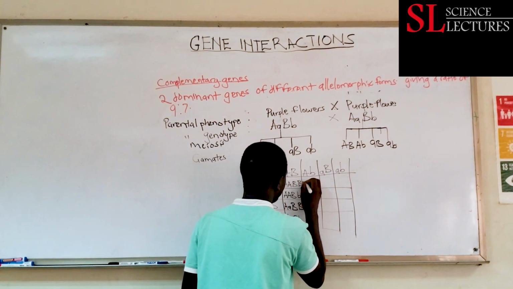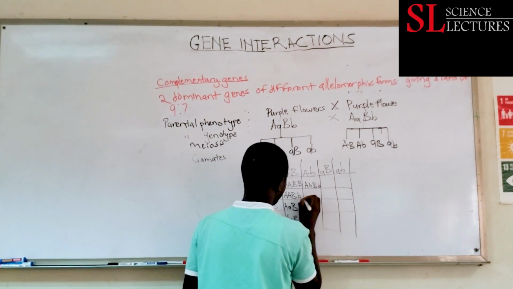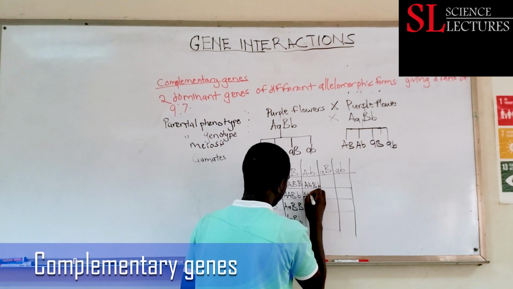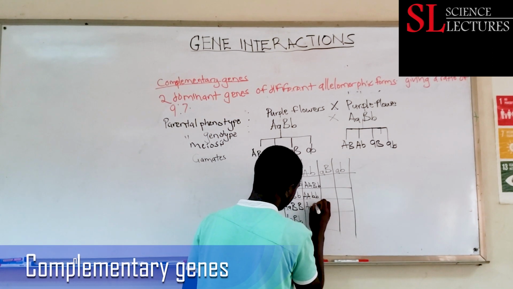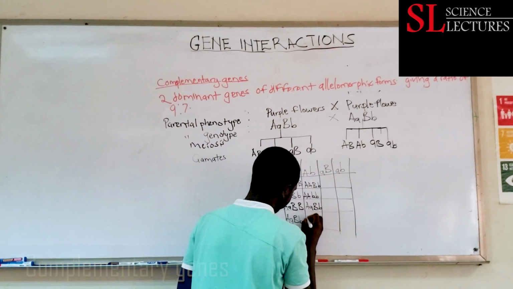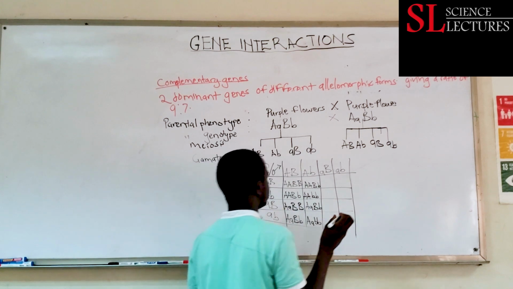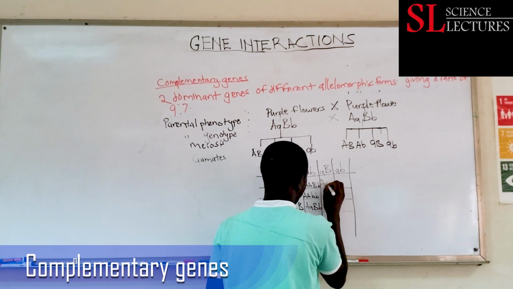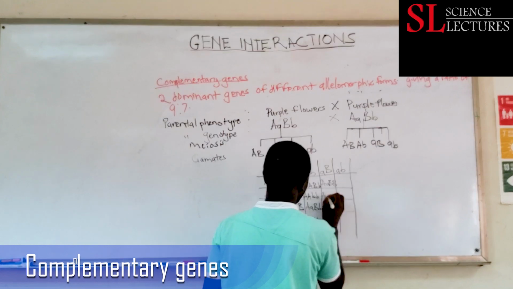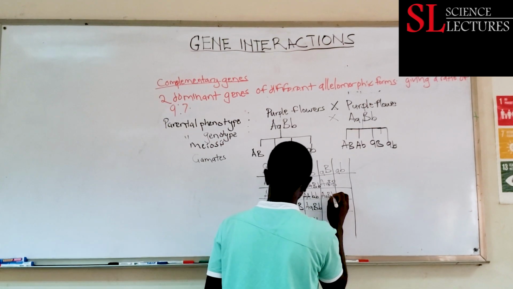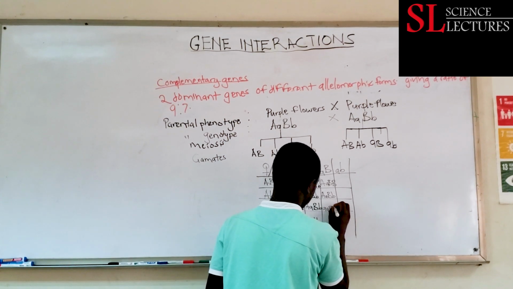Then this is capital A, capital B, small b. Then capital A, small b, small b. Then capital A, small a, capital B, small b. Capital A, small b, small b. The same thing here. I will continue doing the same. We are also doing everything together. I'm not leaving anybody out.